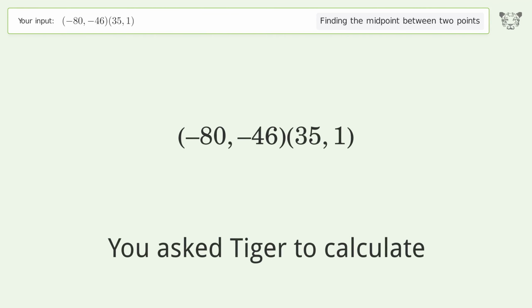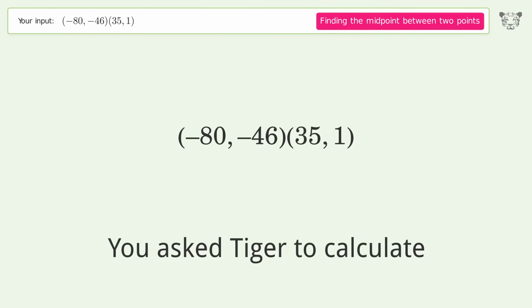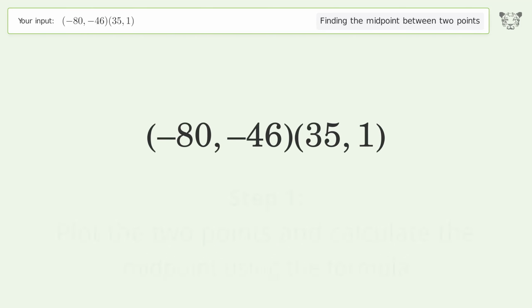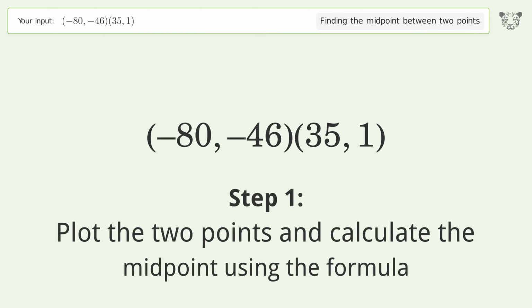You ask Tiger to calculate. This deals with finding the midpoint between 2 points. The midpoint between the 2 points is -22.5, -22.5. Let's solve it step by step. Plot the 2 points and calculate the midpoint using the formula.